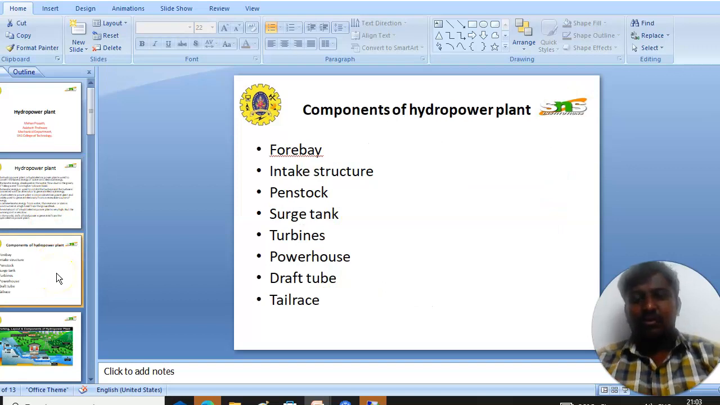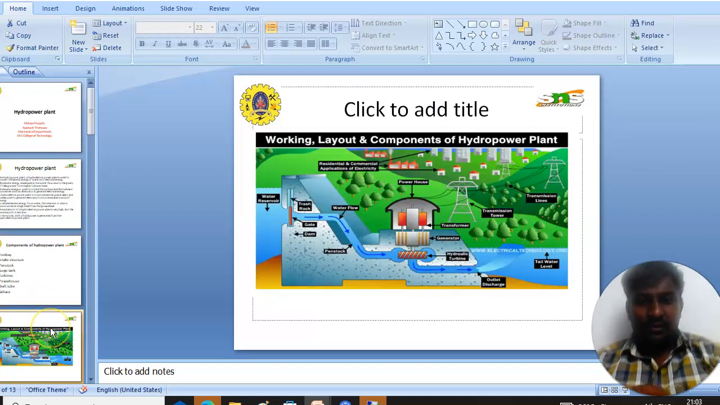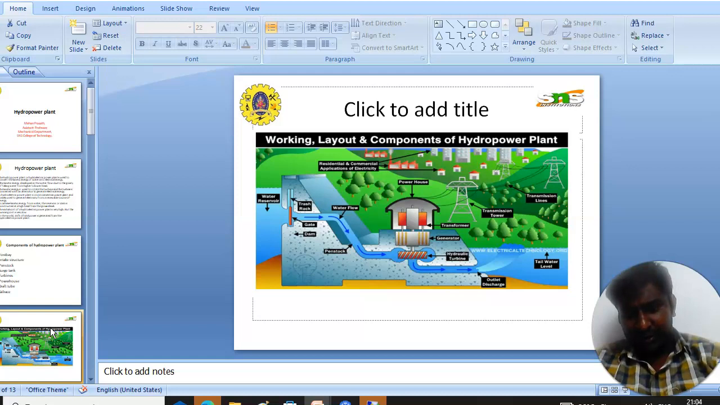The components of the hydropower plant are forebay, intake structure, penstock, surge tank, turbines, powerhouse, draft tube, and tailrace. This is a schematic layout of the hydropower plant, in which the water is made to fall from the higher to lower end. At the lower end, the turbine blades are placed. The turbine is connected to the generator, which produces the electricity, and then it is transferred to the powerhouse.